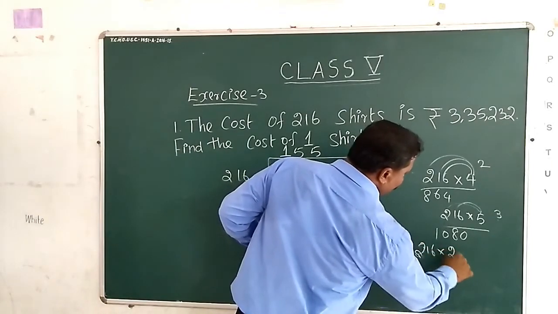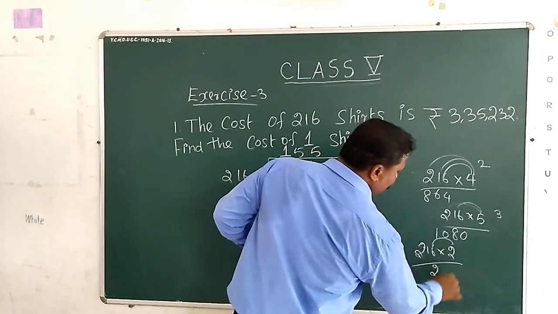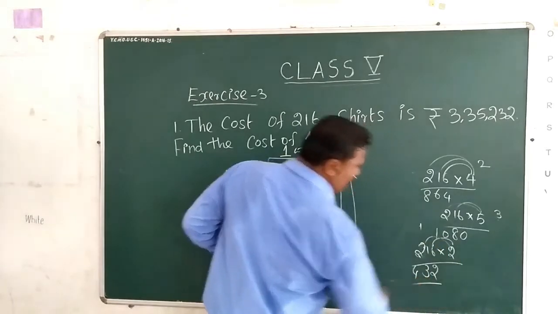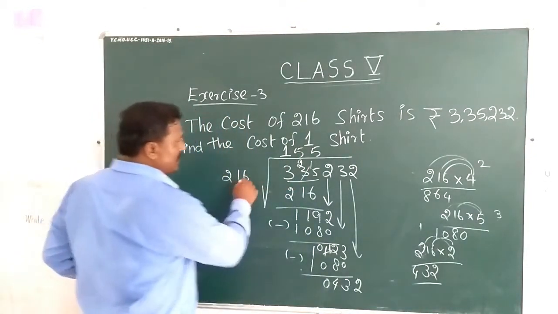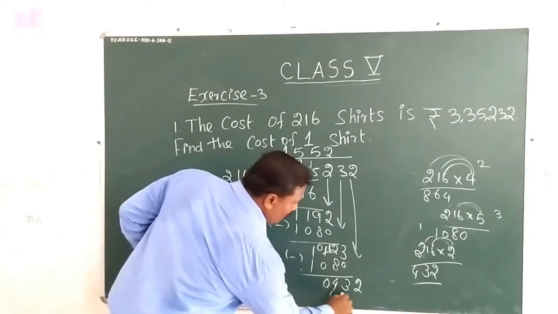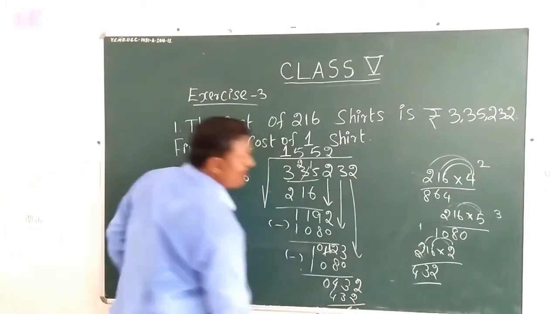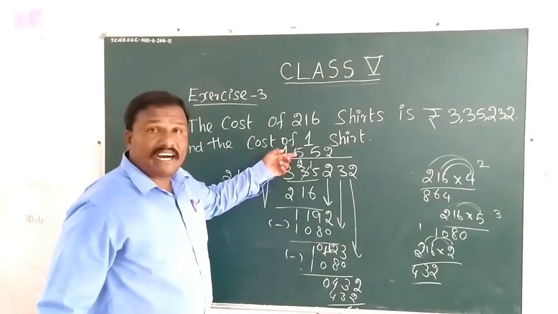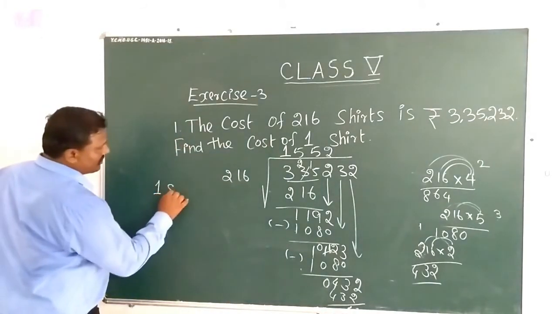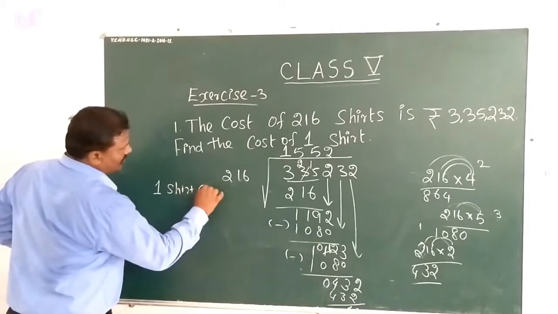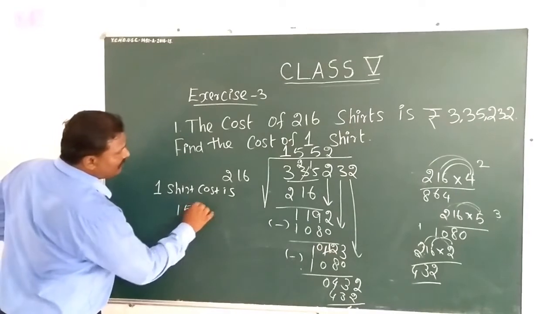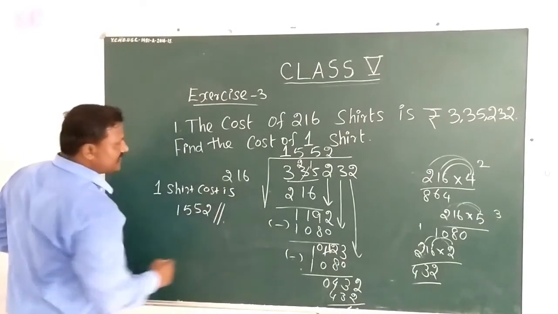260 into 2. 6 2s are 12. 1 2 is 2, 2 plus 1 3. 2 2s are 4. So 432. 2 times we can multiply. So 2 into 216 is equal to 432. Remainder 0. So if you see, we got one shirt cost. What is the cost of one shirt? So one shirt cost is 1552 rupees. This is the answer.